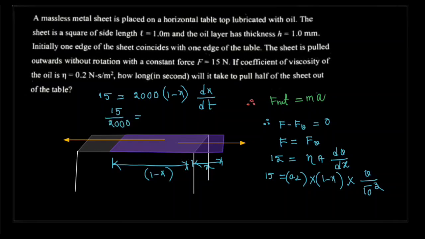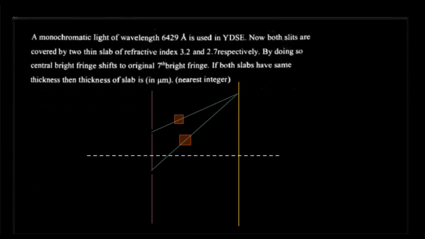2000 is equal to, so 2000 into dt, you have to integrate this dt from 0 to t, will be equal to what, that will be equal to (1 minus x) into dx, and you have to integrate from 0 to x. If you do this calculation, you will get this time t is equal to 5 seconds. Do that calculation, you will get the answer, right?